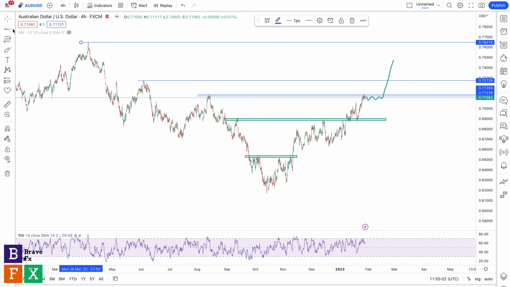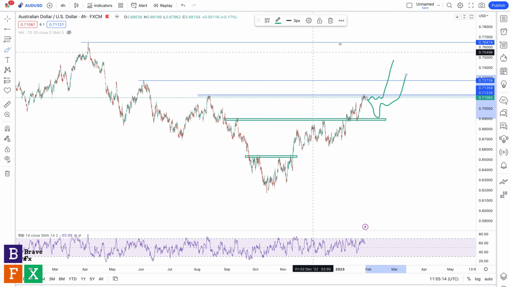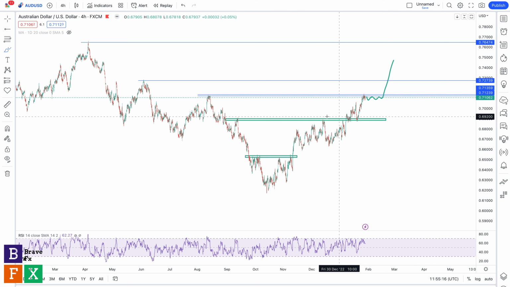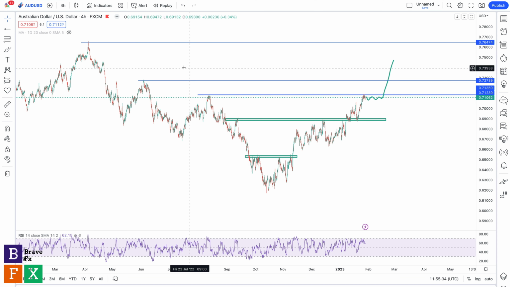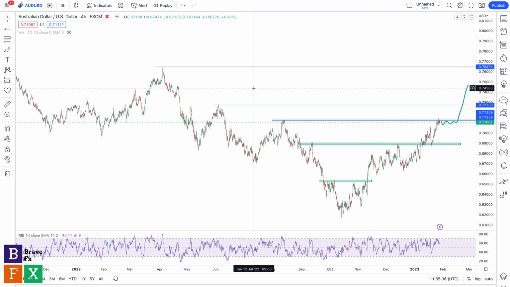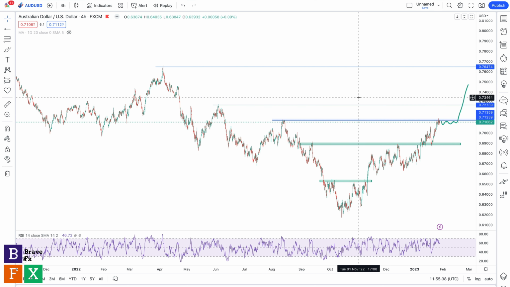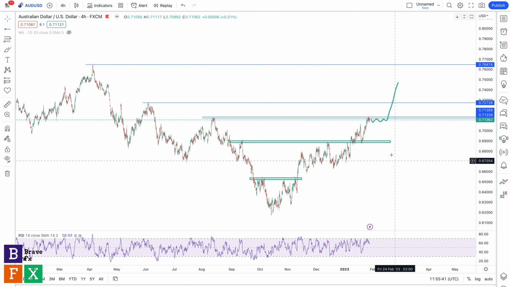So alternatively, we could get some sort of rejection. Okay, maybe we could get some rejection back to this area of value before we climb back up to break these resistance levels. But either way, I'm not going to be going short because this looks like a classic trend reversal. So this is my brief outlook for AUD-USD. I wouldn't be going short on this trade. Okay, so I'm going to look forward to opening bullish trades when we break through this area of resistance. So that's it briefly for AUD-USD.